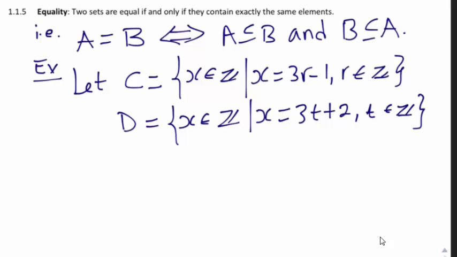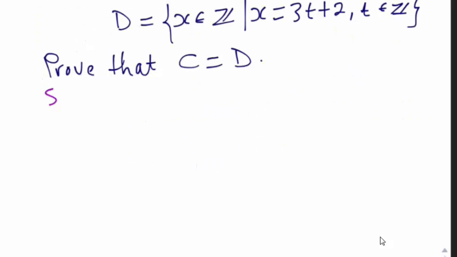Example, let C equal the set of all integers such that X equals 3R minus 1. We've seen this example before. And D is the set of all integers such that X equals 3t plus 2, t an integer. Prove that both sets are equal. Well, we already proved that C was a subset of D. All we have to do now is verify that D is a subset of C. So we want to show that D is a subset of C.